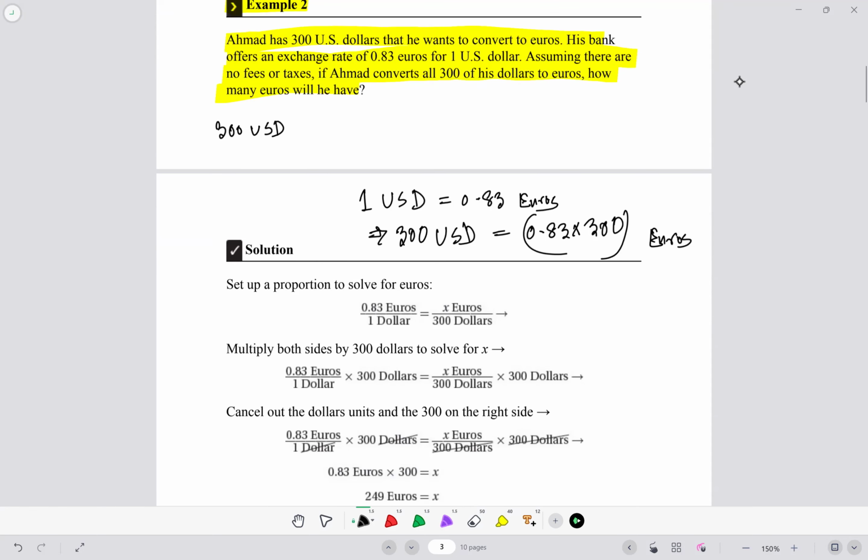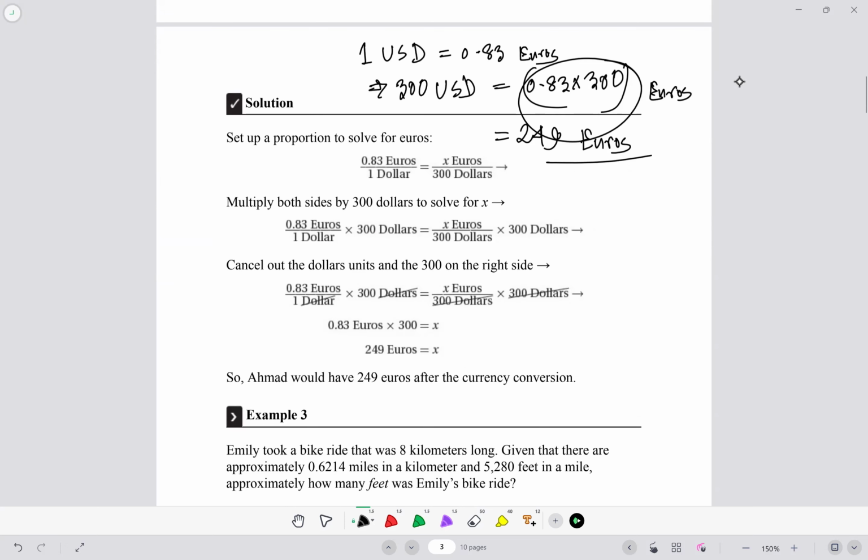If you solve this, you get the answer. 0.83 times 300 is 249. This is 249 euros. Just write it, and don't make it too complicated. Maybe we can do this with another process, but it's not time saving.